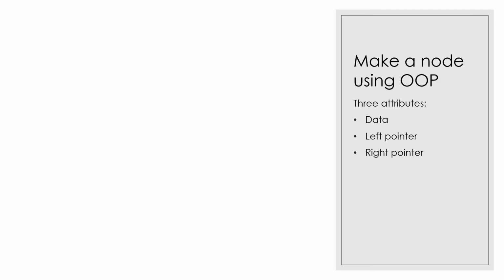So the first thing we're going to do is to create a node. Nodes of a binary search tree have got 3 attributes, some data and 2 pointers. Of course, if it's a different kind of tree, the nodes will be different, but this is what we've got. So some data and 2 pointers. So make that using OOP.